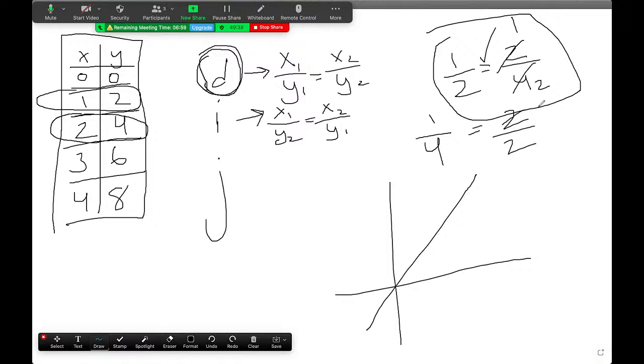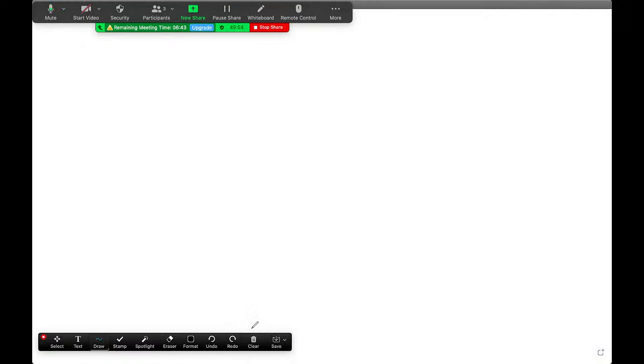So this obviously does not work because 1 is not equal to 1 over 4. So this is obviously not true. That's why it's not an inverse variation. So do you guys kind of understand that and why that works and stuff?